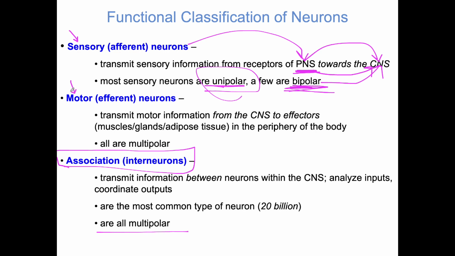Once you go to the CNS, you integrate the signal. The CNS decides what it wants to do with that signal and sends an output response towards the motor efferent division. The motor efferent division sends signals from the CNS back out to the periphery of the body. All of these are multipolar. I would like you to know what kind of neurons structurally you find in each of the different functional classifications of neurons.